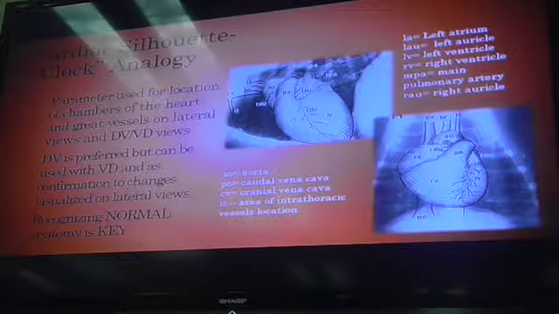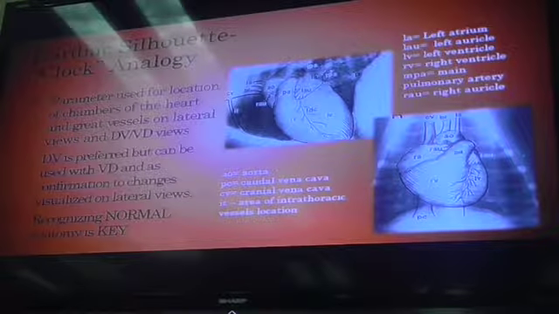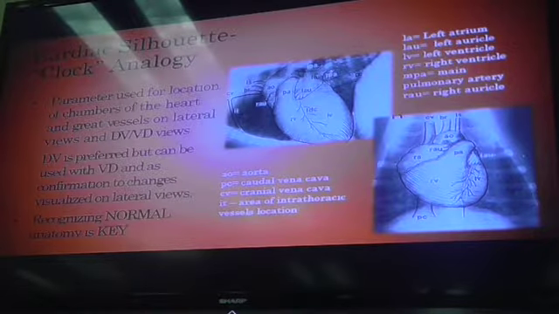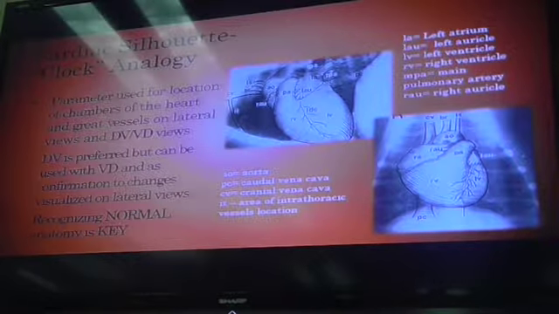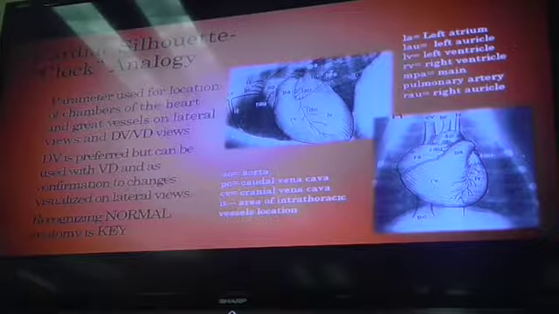All right? So clock analogies. We typically like to use these, or you most commonly see them used with the VD or the DV views, okay? And then being able to recognize your normal is key to this. All right, so these are some schematic drawings kind of overlying a radiograph from an old textbook, okay?